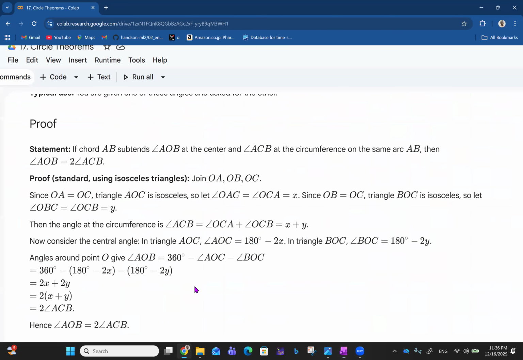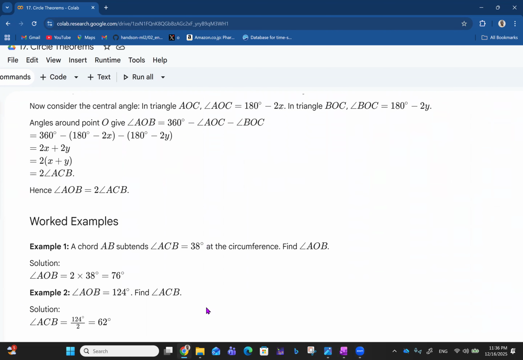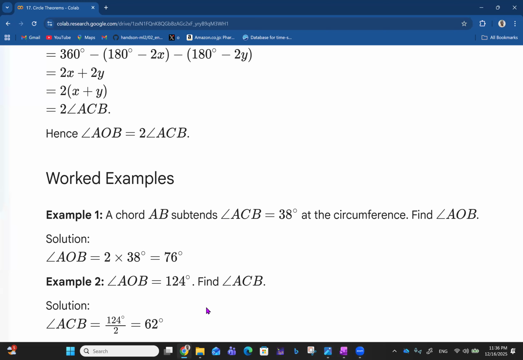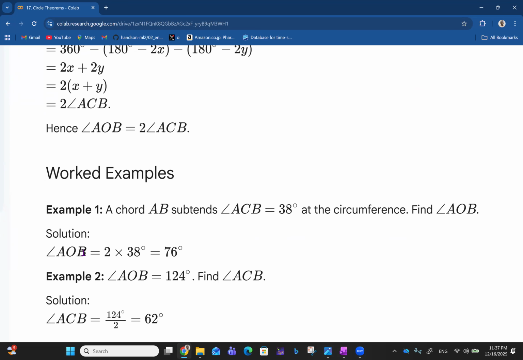Okay, so we come back here now. This is what I went through, and thankfully, I've demonstrated it practically. So you may want to relax and look at it again to see how we came about the proof. If you want to take worked examples, it's pretty easy. Since the proof has been established, a chord subtends angle ACB, which is 38 degrees at the circumference. Find AOB, the angle at the center. That'll be 2 times 38, and you have 76, even without drawing the circle itself.